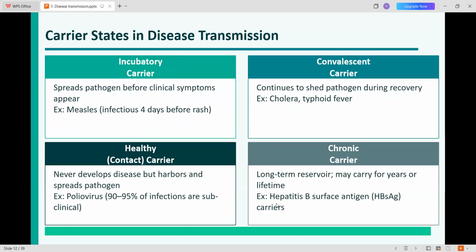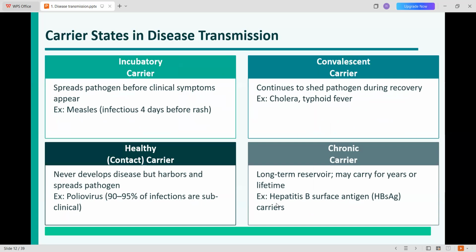Next is the carrier state in disease transmission. So first is the incubatory carrier, who spreads pathogen before clinical symptoms appear. For example, measles, infectious 4 days before the rash. Convalescent carriers continue to spread pathogen during recovery. For example, cholera and typhoid.